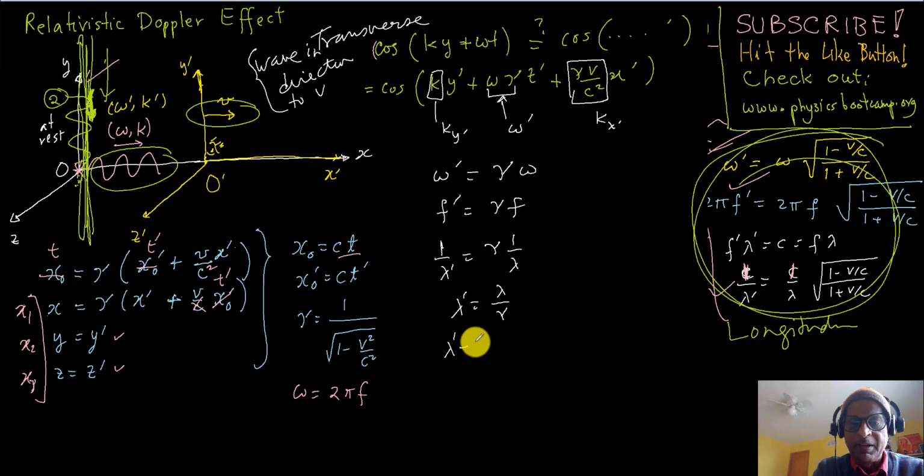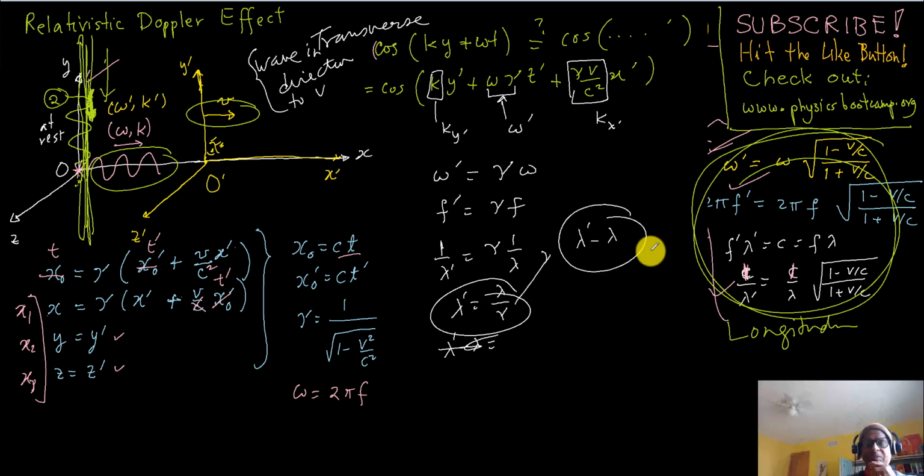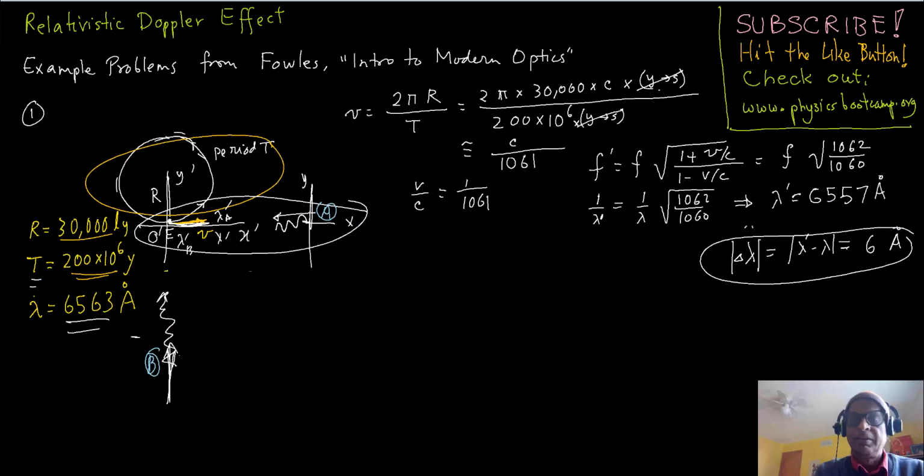So lambda prime minus lambda, we will just figure that out, and then we can get lambda prime minus lambda from there. Okay, so we have a wavelength that is reduced. Okay, now we can go back to the problem and just use this formula.